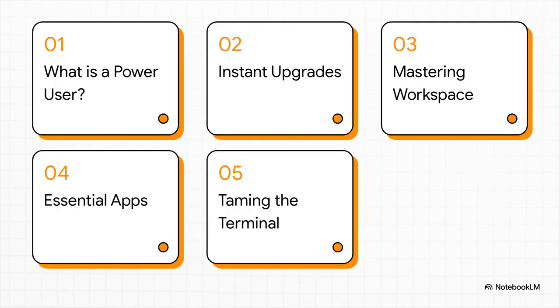We're going to treat this like a video game, okay? We're going to level up your skills step by step. First, we'll figure out what a power user even is. Then we'll move through 4 levels of mastery, from instant system upgrades and taming your workspace, all the way to essential apps, and finally, the ultimate tool for control, the terminal.